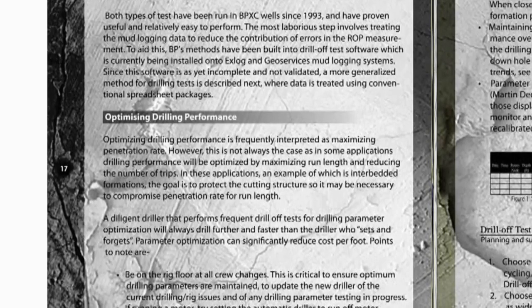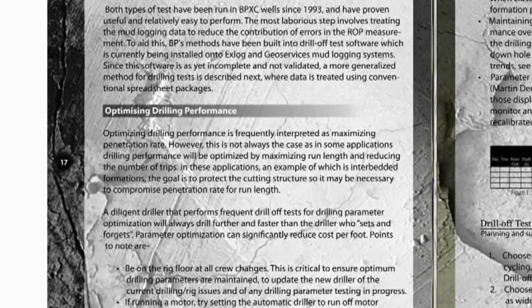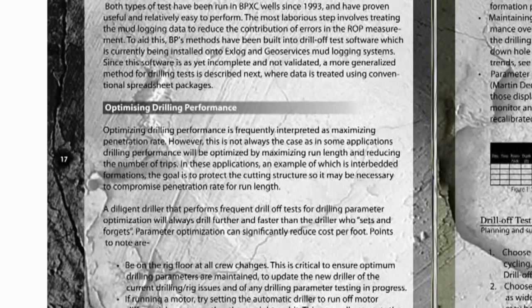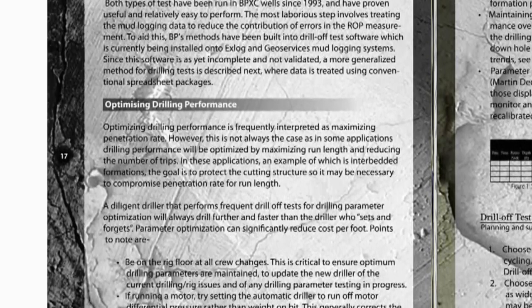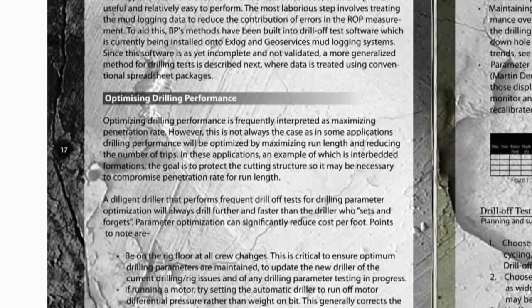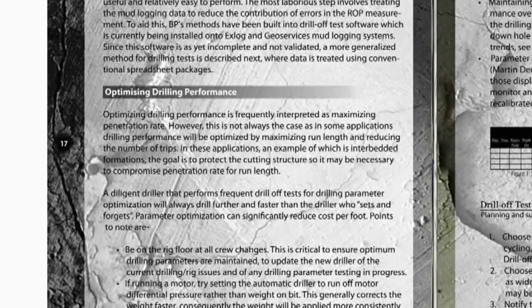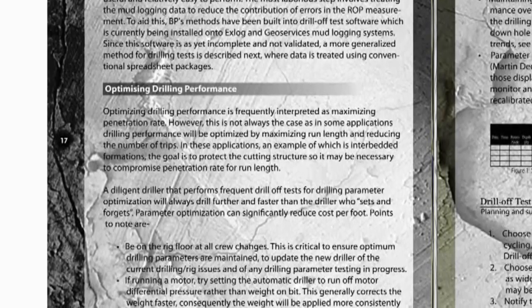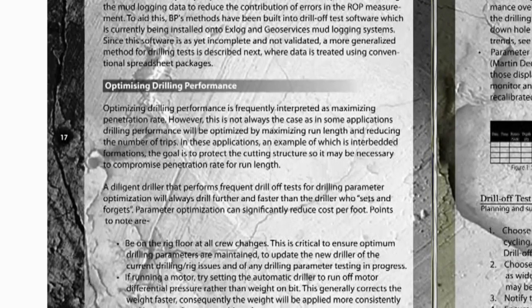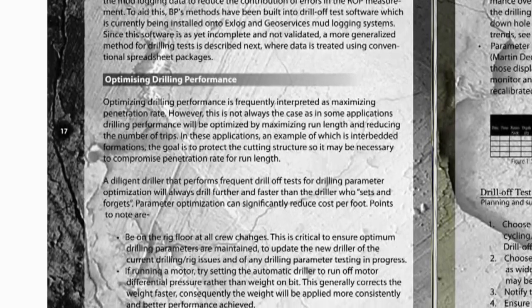In these applications, an example of which is interbedded formulations, the goal is to protect the cutting structure, so it may be necessary to compromise penetration rate for run length. A diligent driller that performs frequent drill-off tests for drilling parameter optimization will always drill further and faster than the driller who sets and forgets. Parameter optimization can significantly reduce cost per foot.